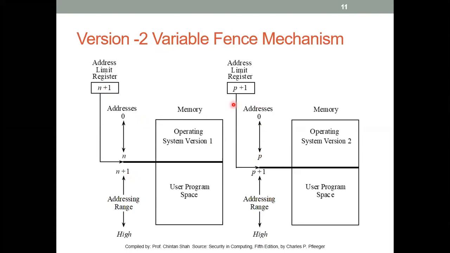Now, instead of n, they have denoted it with the character p, which is called a pointer, right? The difference between here and the previous is that here it is using a dynamic size. Very good. So now you have a dynamic memory size, and because it is dynamic, you can move the slider up and down. So here with version 2, the variable fence register allows the boundary to change. For example, if the operating system requires less space, then the pointer can be moved.